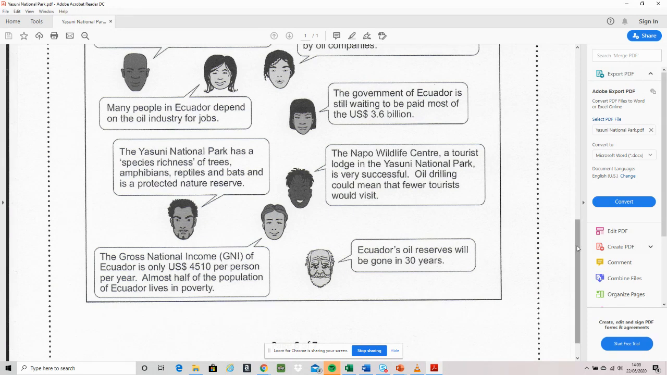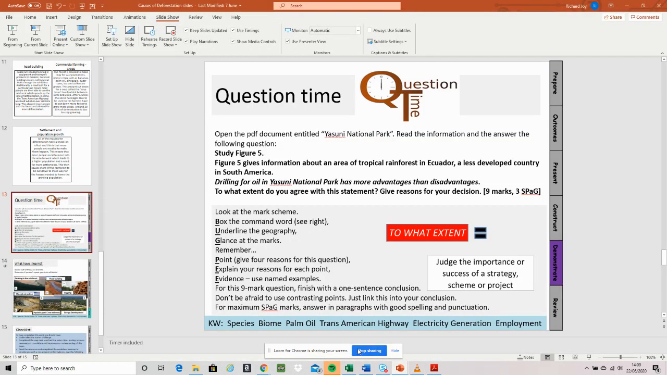Anyway, your task was, and let's go back to the slides to answer this question. Drilling for oil in the Yasuni National Park has more advantages than disadvantages. To what extent do you agree with this statement?